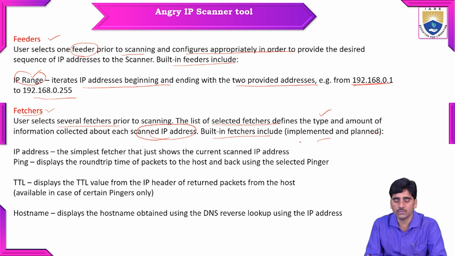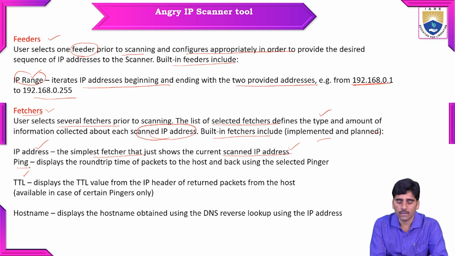So what do the built-in features include? One is IP address, which is a built-in feature. And time to live is also one type of feature. These two you have to select prior to scanning. The IP address is the simplest feature that just shows the current scanned IP address. So it displays all the scanned IP addresses.